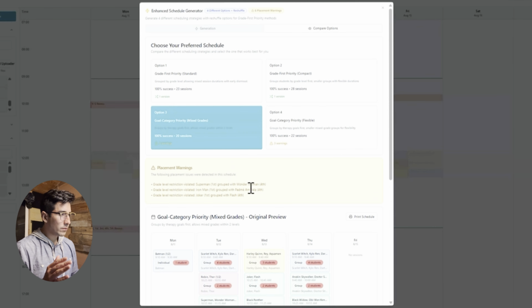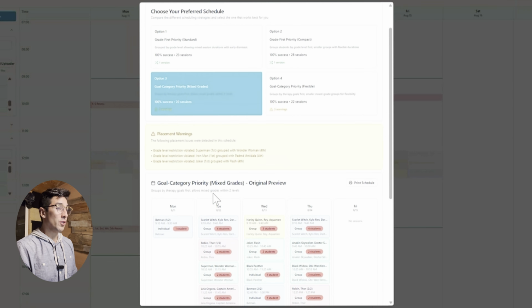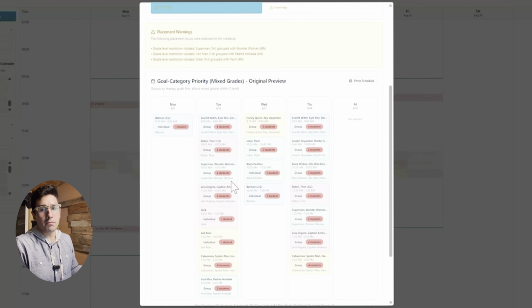So, we have the mixed grades, and you can see right here that we have placement warnings. The following placement issues were detected in the schedule. Grade level restriction violated. Superman 1st grade was grouped with Wonder Woman in 4th grade. It lets you know when it violates it, but it still puts them in there. And what you'll see is that we actually get the least amount of sessions per week, which is nice.